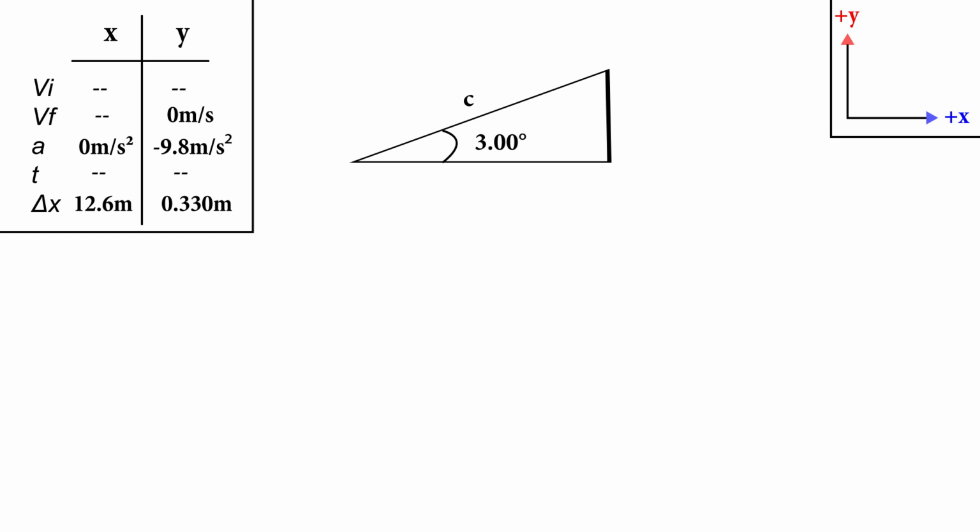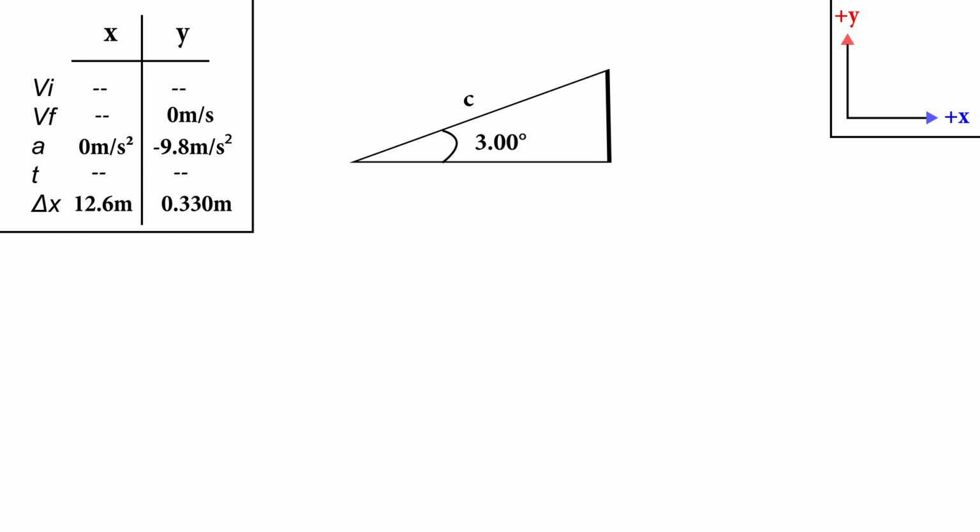Since up is positive, the acceleration due to gravity is negative 9.8 meters per second squared. There is no acceleration in the x-axis, making it 0 meters per second squared. The velocity in the y direction at the apex of the ball's trajectory is 0 meters per second. All of this is shown in the chart. The triangle shown is a representation of the trajectory of the ball as it's hit 3 degrees above the horizontal. The variable c indicates the final velocity that we want to solve for.